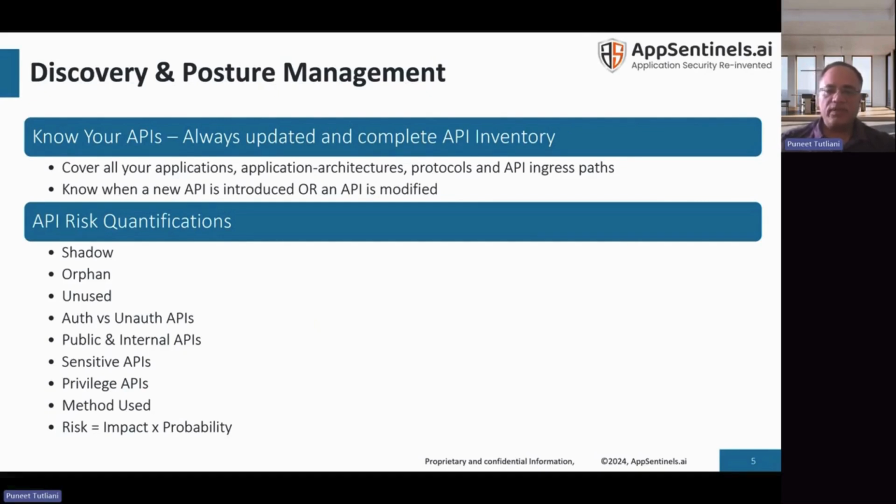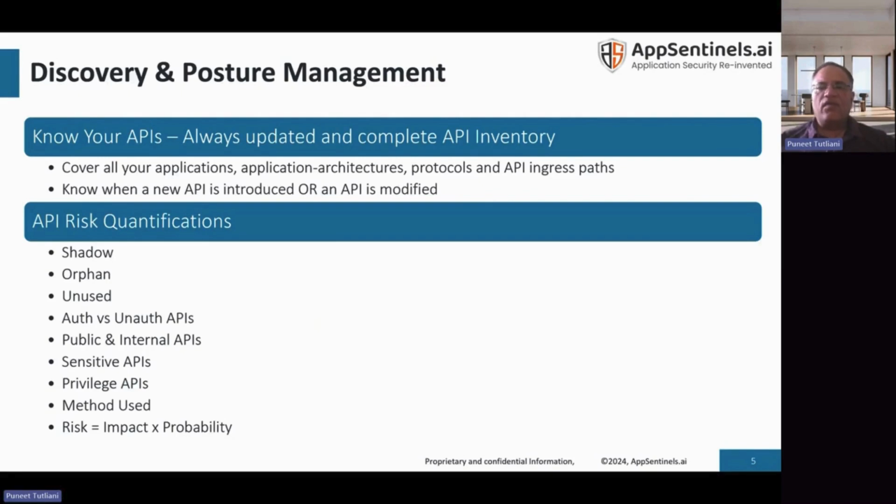So you and your team members should know when a new API has been added or possibly an API has been modified, because each of these could be a potential risk to the organization. So these two are very critical from an inventory perspective.